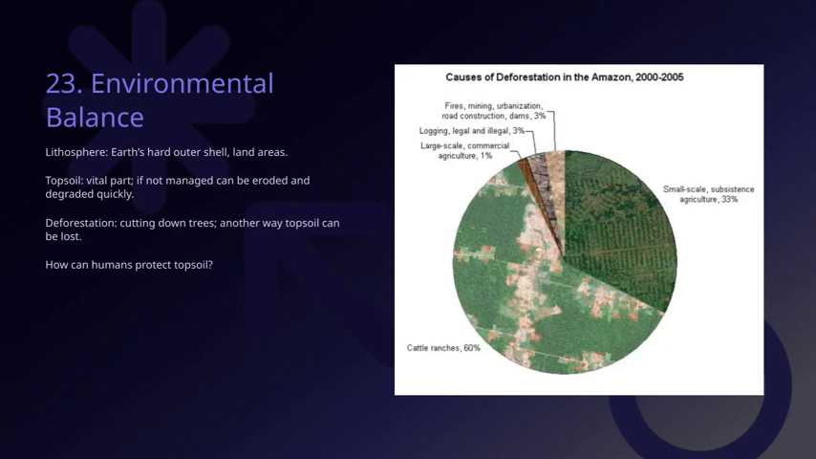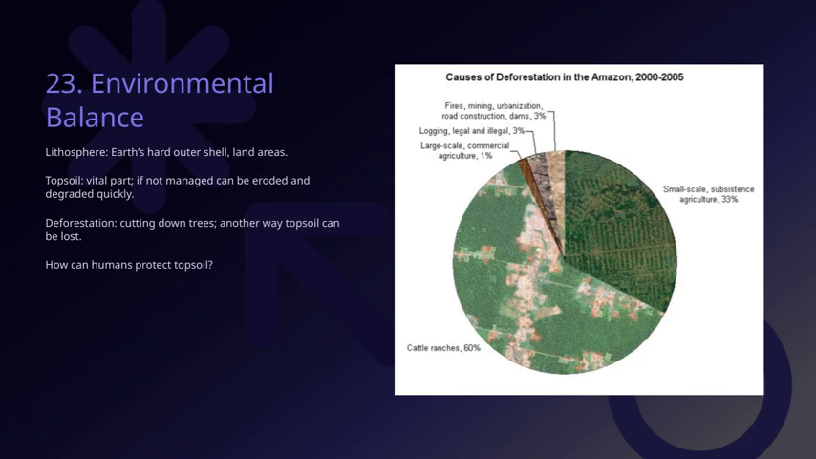So, how can humans protect topsoil? Well, one major factor is deforestation, which means cutting down trees. This is another way topsoil can be lost because trees help anchor the soil and prevent erosion. Topsoil is a vital part of our environment because it supports plant growth and sustains ecosystems. But if we don't manage it properly, it can be eroded and degraded very quickly, making it harder for plants to grow and disrupting the balance of our land.